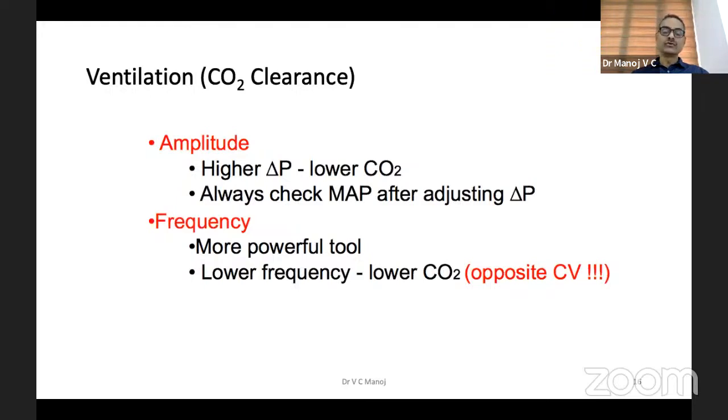Frequency is a more powerful tool, and here the equation is opposite. You use lower frequency, more CO2 gets washed out, lower CO2 will happen. So this is the opposite effect. In conventional ventilation, you increase the rate, more CO2 gets washed out. Here, you lower the frequency, more CO2 gets washed out.